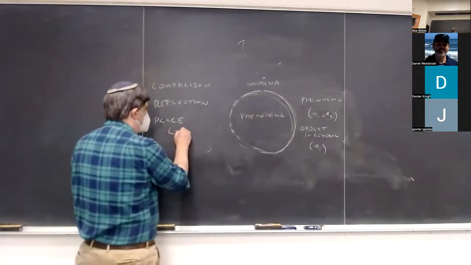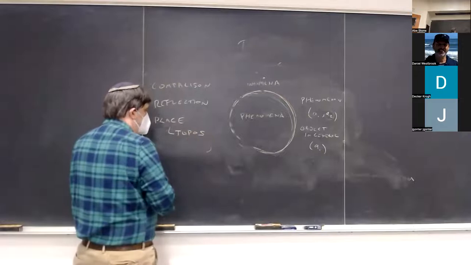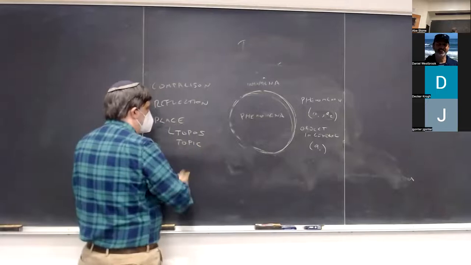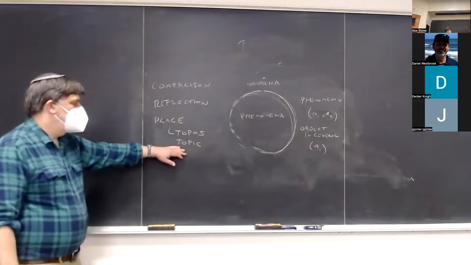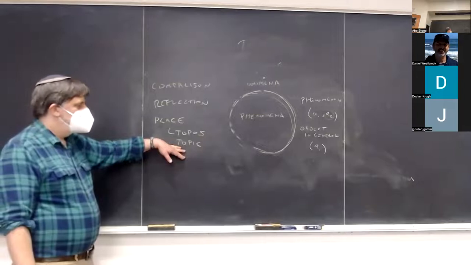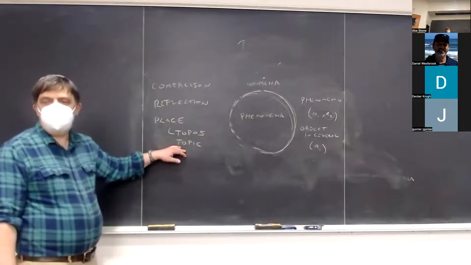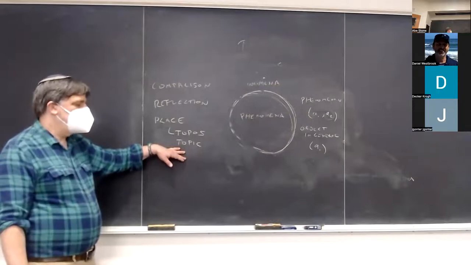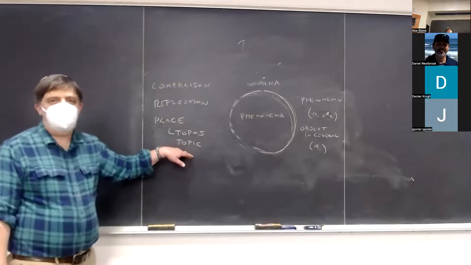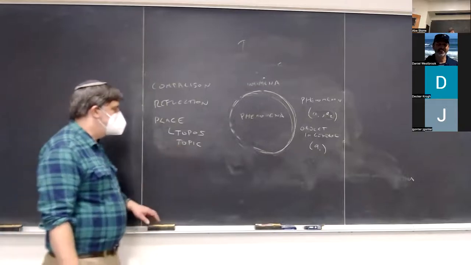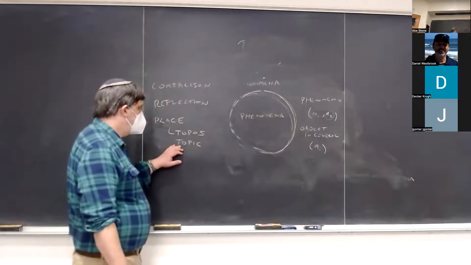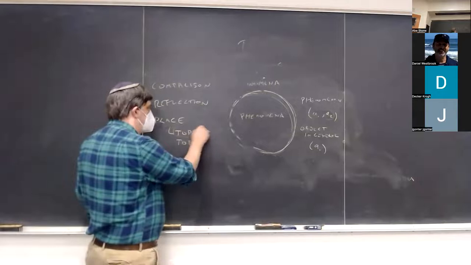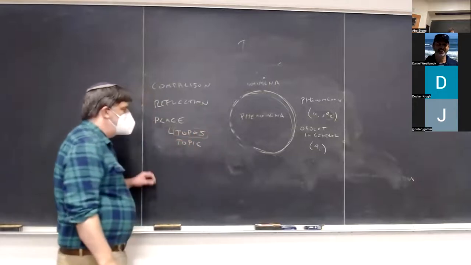Right, in Greek, the word for place is topos. So Kant uses this term topic to mean the study of places or a system of places. It's kind of like what we use the word topology for in some contexts, right? Whereas I guess he would call the individual place a topos.